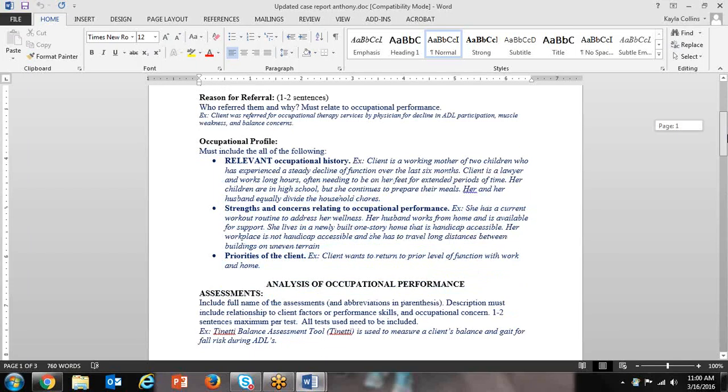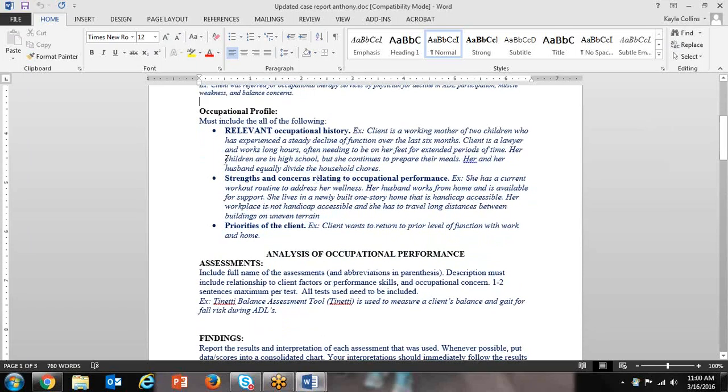Occupational profile. You want to make sure that you are including, and this is bolded and capitalized for a reason, relevant occupational history. It has to be related to the concerns. The fact that he has a dog probably has nothing to do with his occupational history related to problems at school. Okay, so it needs to be relevant occupational history.